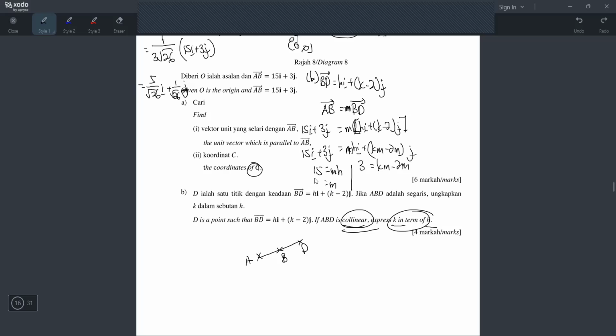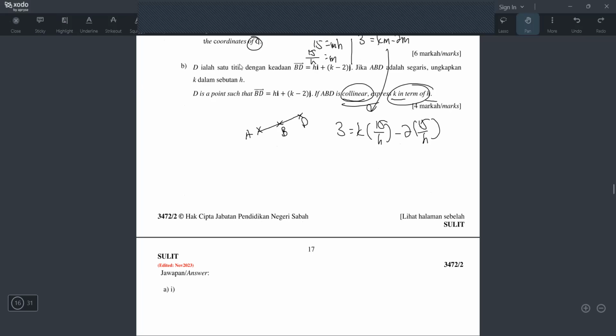So how to find M? M is 15 over H, right? And then this one I'll continue here. 3 equals Km minus 2M. And the M, don't write M, you write 15 over H. Now you have an equation with K and H. So now you can find K in terms of H. Okay, before you move terms, what can you do? You can solve this first.